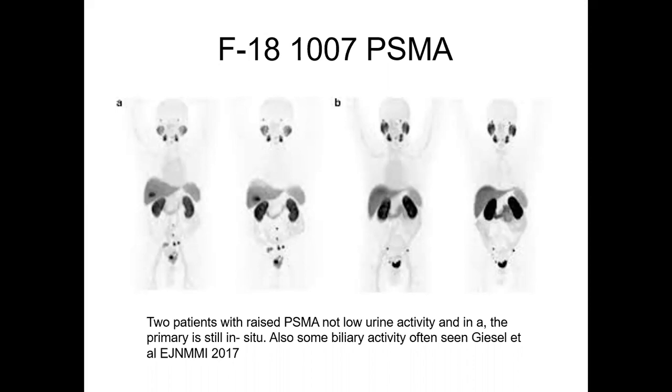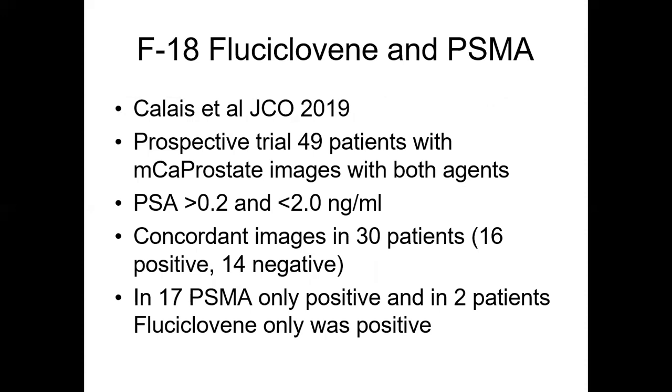So for example, here you can see on the MIP image very clearly the primary in the prostate with almost no bladder activity around it. And this is a large primary, and these are local nodes. So A and B are different patients. So there's a question, which is the right one to use? I think the right one to use is the one you can get hold of, basically.